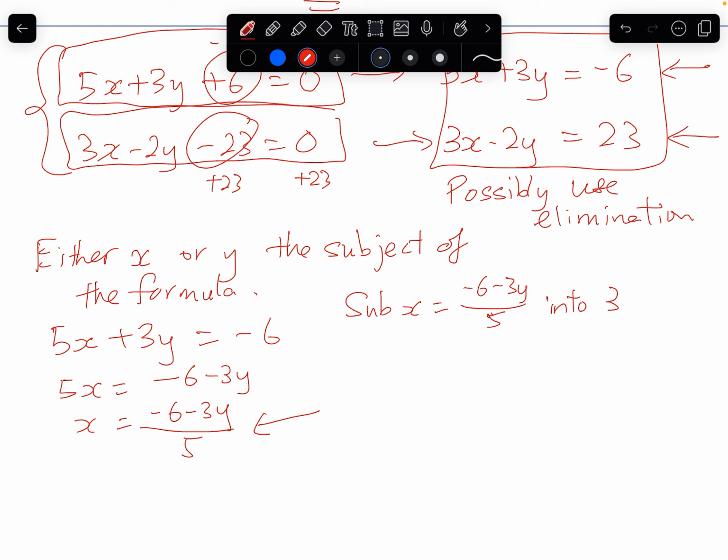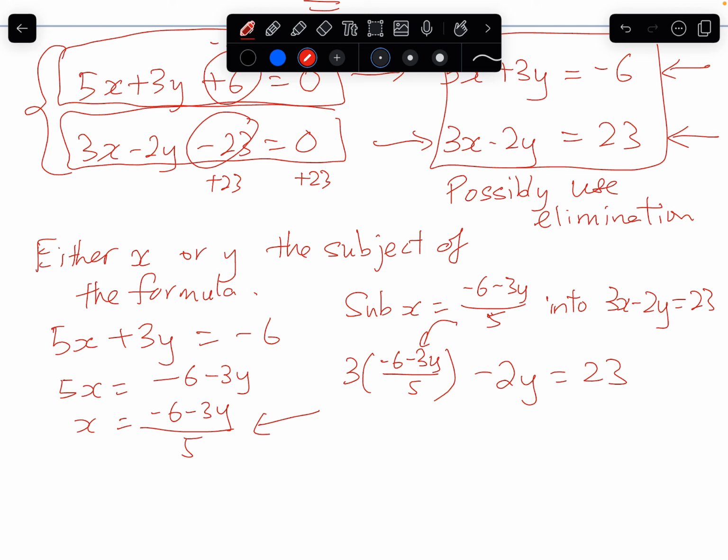Into 3x minus 2y equal to 23. Okay, now I'm just going to show you how it looks first, and you probably will appreciate why this has been done in the first place. Now, this looks extremely complicated. It comes with a fraction, okay, but the consolation for this is that only y appears in the equation, the x is gone. Okay, so if we could solve this equation, then we should be able to find out what the value of y is.